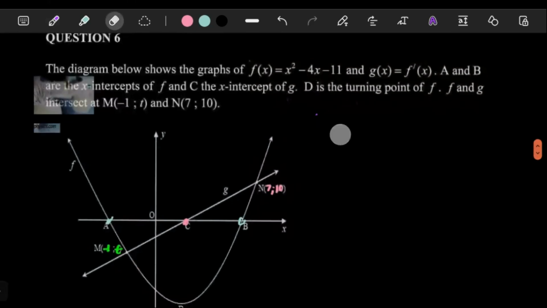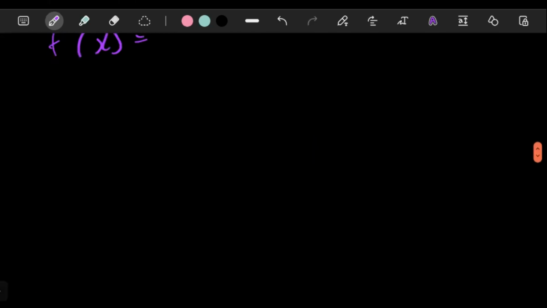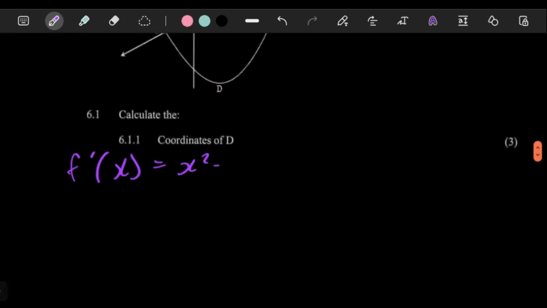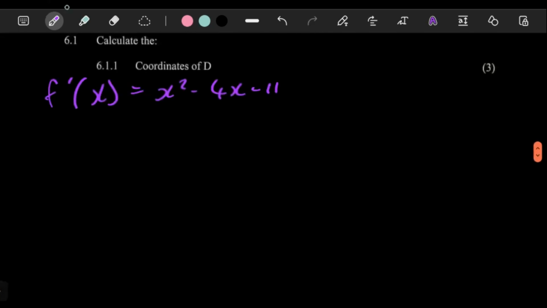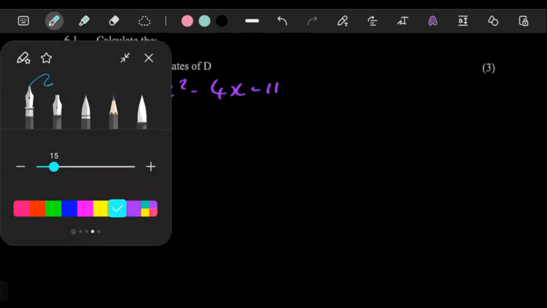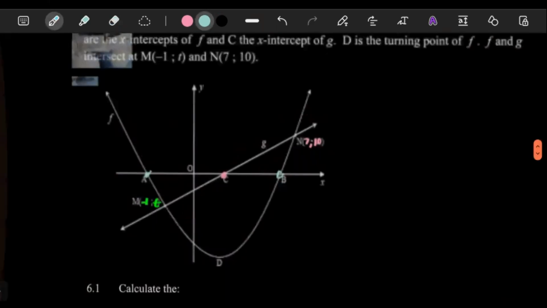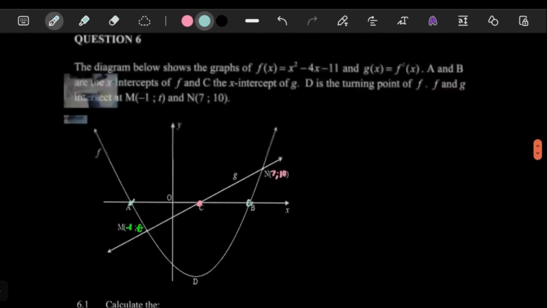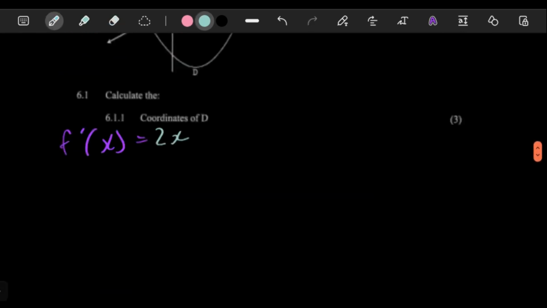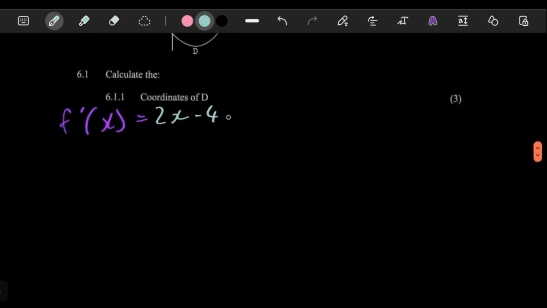Let me see here. x squared minus 4x, and then minus 11. Well, first derivative, come on, I just rewrote the equation. The first derivative is going to be 2 times the x there, which is 2x, and then minus 4, right? If you differentiate minus 4x, it's 1 times negative 4, which is minus 4.